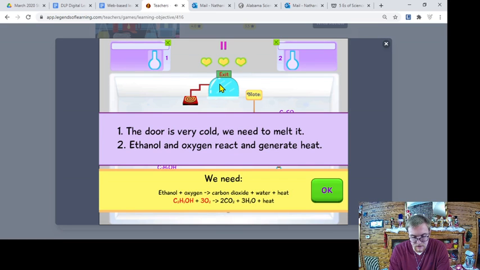The door is very cold. You can see the exit up here is made out of ice. We need to melt it. Ethanol and oxygen react to generate heat, and we're going to talk about this level in terms of what we're going to need to fill out our observation guide. So what do we need? Ethanol and oxygen, and they're going to react together. Those are our reactants. So we're looking for C2H5OH and 3 moles of O2.